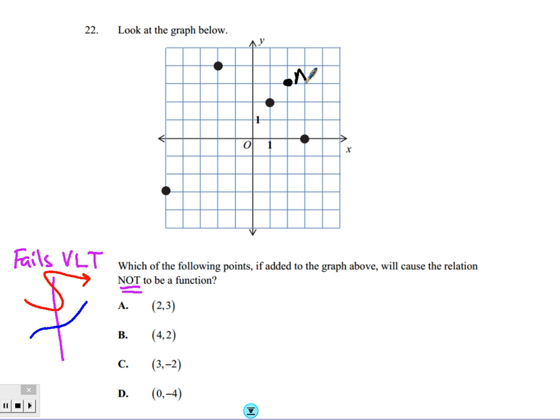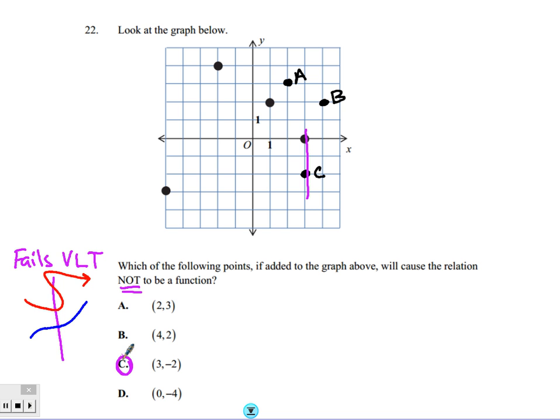That is point A. Point B, 4, 2. It still is okay. It passes the vertical line test still. 3, negative 2, aha. Now this already has a point. This x value already has a y value associated with it. So this point C, sorry I didn't label my B, point C is going to make this relation not a function.